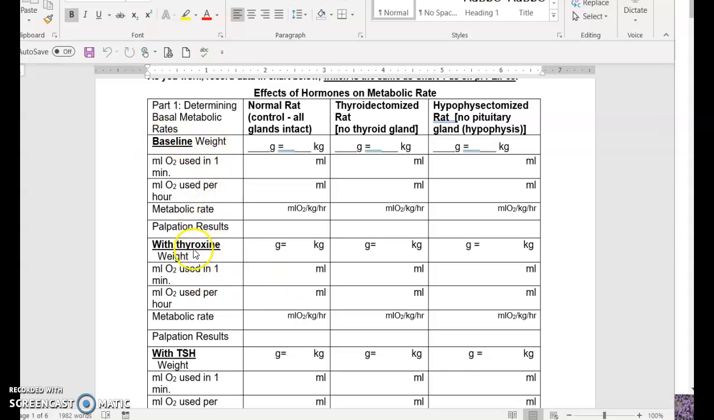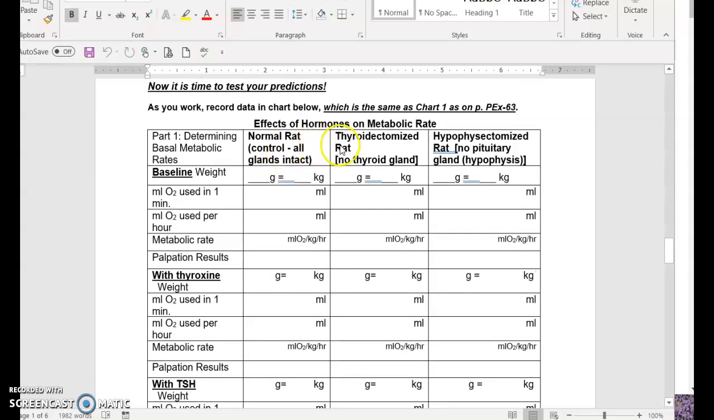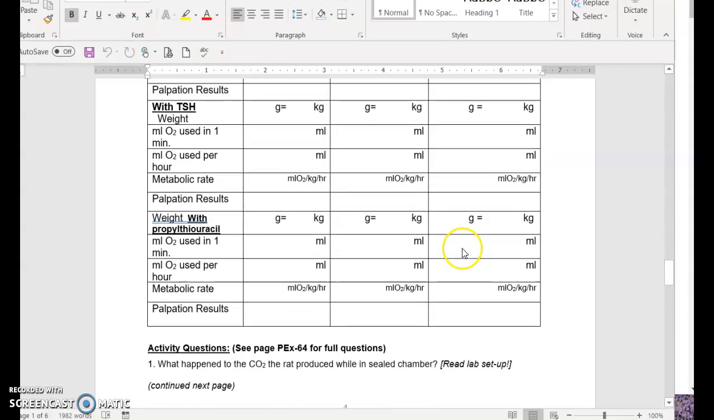You do it for a rat where you've injected it with thyroxine, which is thyroid hormone, and then the thyroid stimulating hormone, and you get your answers. And you also have a rat that's normal, a rat without a thyroid gland, and a rat without a pituitary gland. And again, you're seeing what happens.